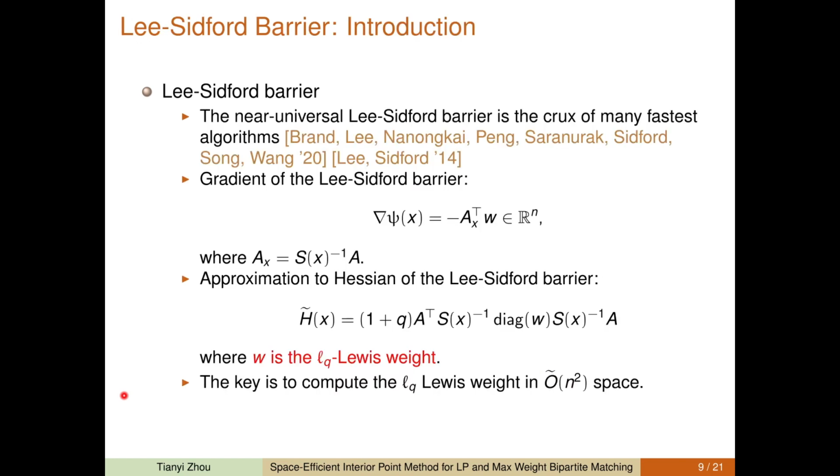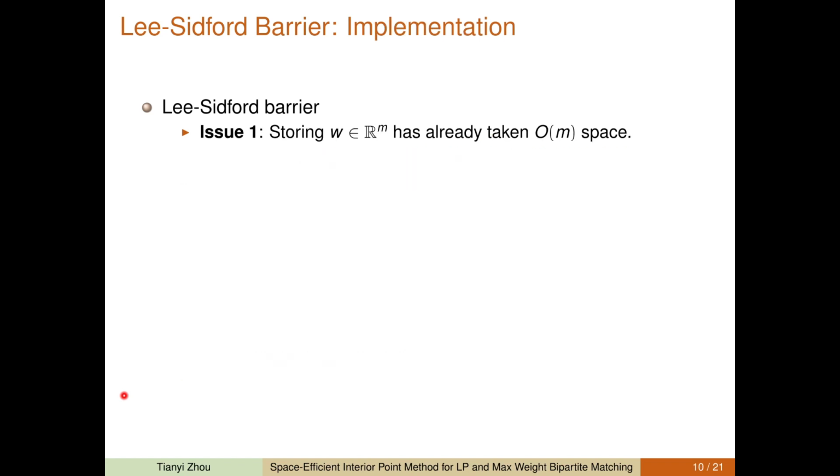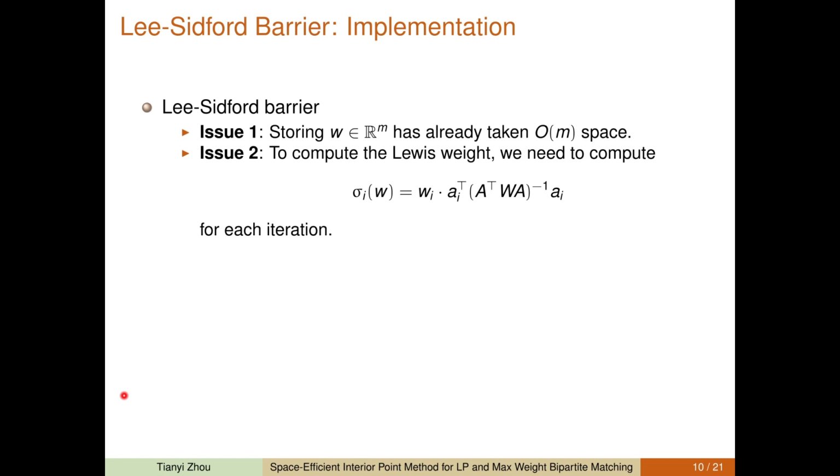Then let's introduce the gradient and Hessian for the Lewis weight barrier function. The major difference is that we need to compute the Lewis weight w here, and it is non-trivial to compute it in n-squared space. The first issue is that storing the vector w already takes m space, since it is m-dimensional. Also, when we compute the Lewis weight using an iterative algorithm, we need to update w by using this sigma, which also costs at least m space.